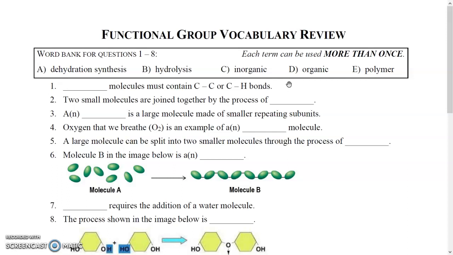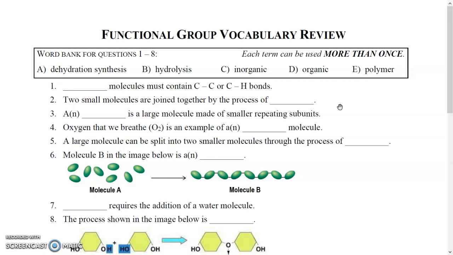In question 2, we have two small molecules are joined together by the process of, hopefully for this, you put A, dehydration synthesis. How do I know it's dehydration synthesis? Look at what's happening. The small molecules are being joined together. Synthesis means to build. So dehydration synthesis is the process of building molecules or joining two smaller molecules together to make a larger one.